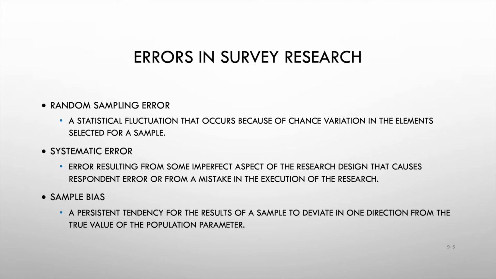be a systematic error. And then sample bias, and that's a persistent tendency for the results of a sample to deviate in one direction from the true value of the population parameter. Again, if I went to a predominantly Republican area and started to survey people, of course, there's going to be a sample bias. And those are errors because you're not getting true, accurate information. You're getting biased information.